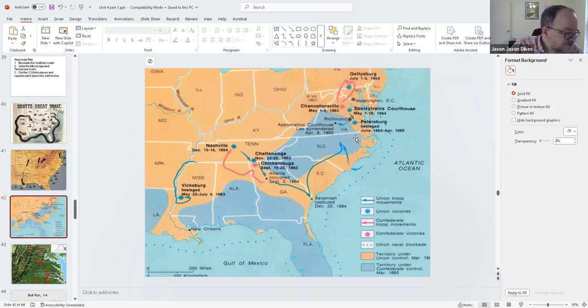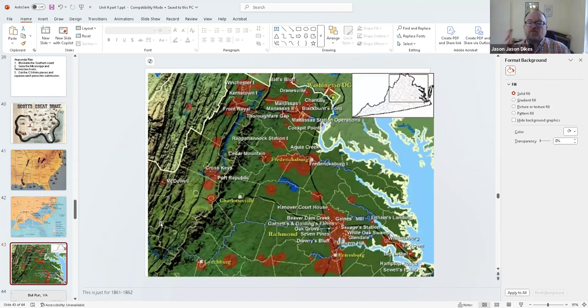We don't have time to go through every single battle of the Civil War. For most people, whether or not the war is going well depends on how things are going in Virginia. And the reason is because the Union's capital is here, Washington, D.C., and the Confederate capital is here, Richmond. They had moved from Mobile up to Richmond.